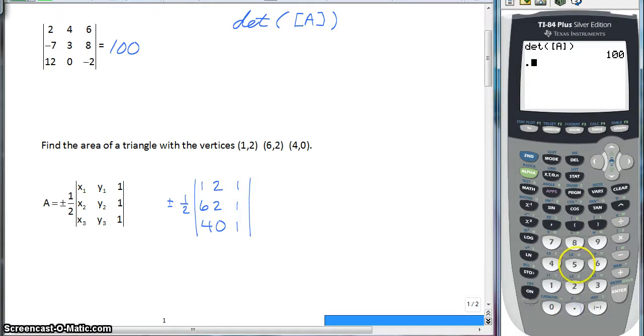So we have 0.5, second matrix, slide over to math. Number 1 is determinant. Second matrix, number 1 is matrix A. Close your parentheses. And then we just press enter, and it's going to tell us that the answer is -5. We use our common sense and say that the area is 5 units squared. We do not have negative areas. That would just be kind of weird. Okay, so that's that.